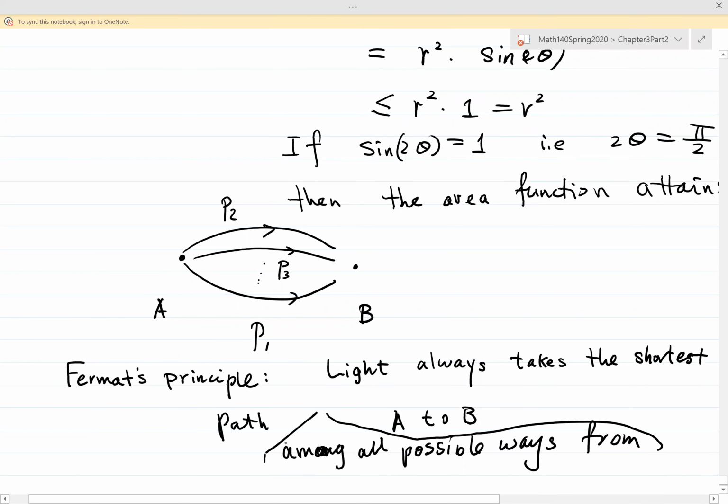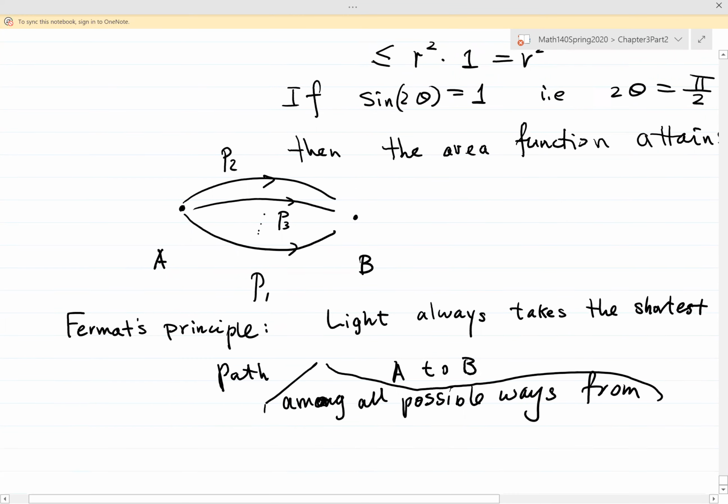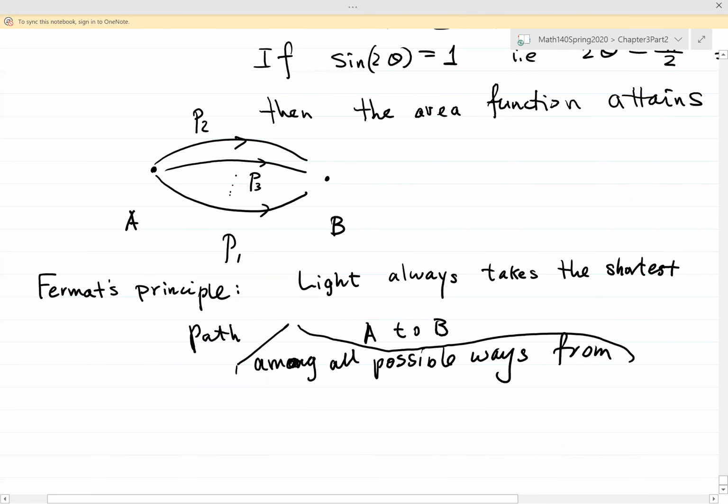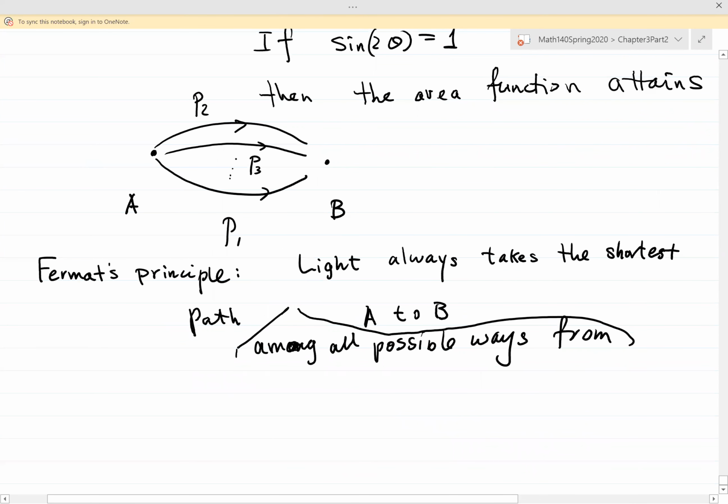Now, if you think about this principle, it turns out to be really remarkable. I.e., the law of light is governed by an optimization problem. The law of nature is governed by an optimization problem. Actually, this is one of the most fundamental principles of physics, of nature, which is called the least action principle.